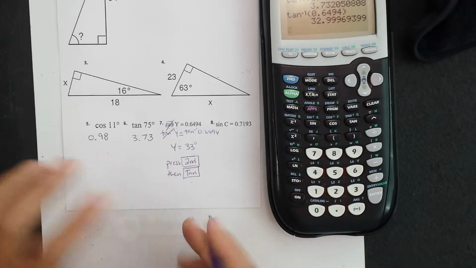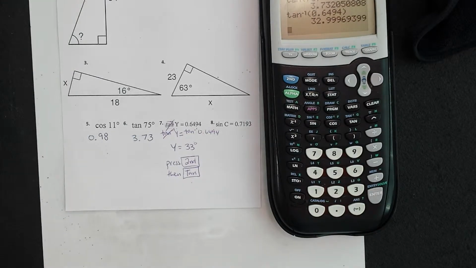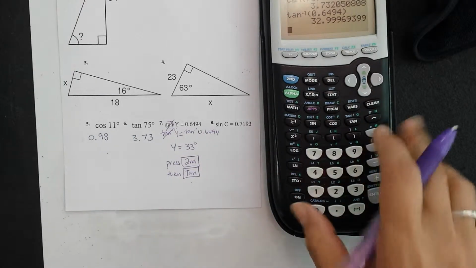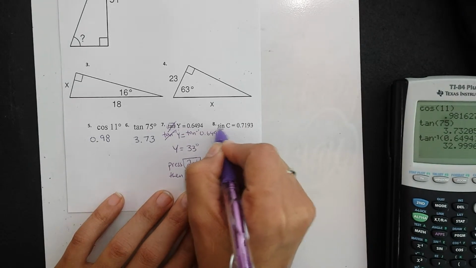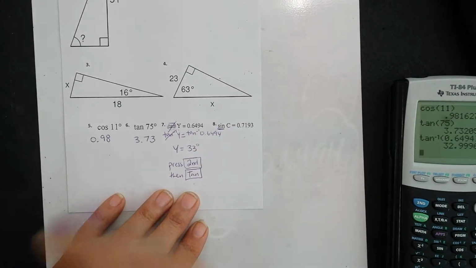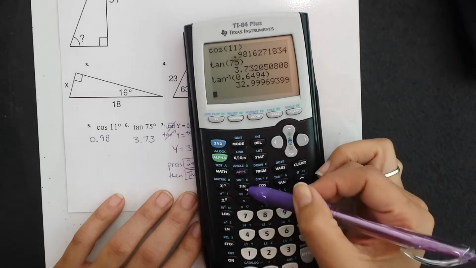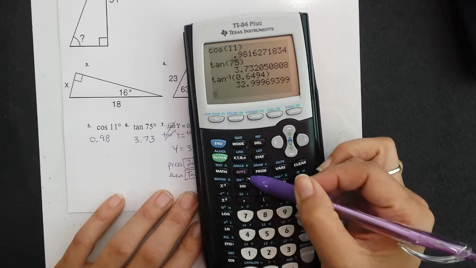And these mean the boxes. That way you know how to put it in the calculator a little later. All right, same thing with this one. I want to get c by itself, so I need to get rid of sine. To get rid of sine, I do the opposite of sine.